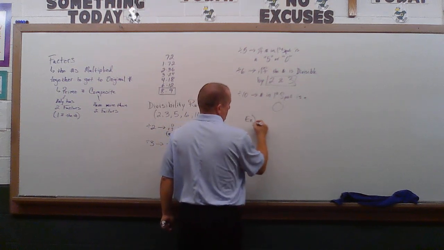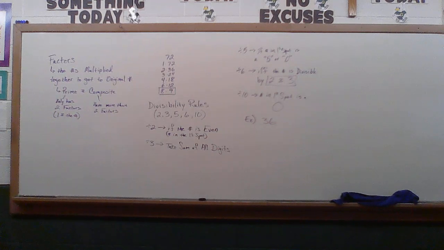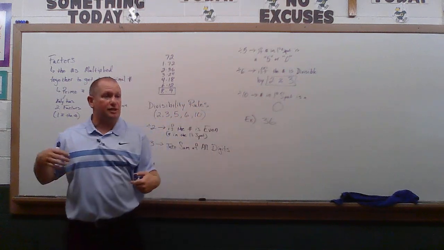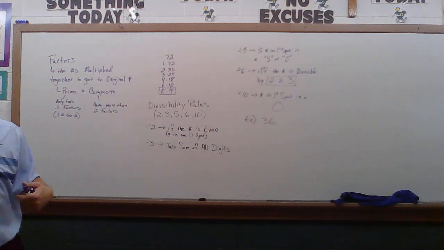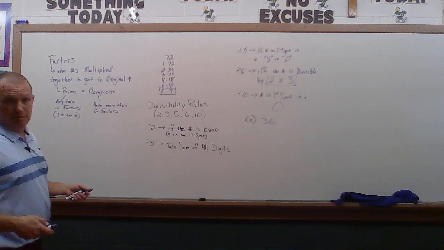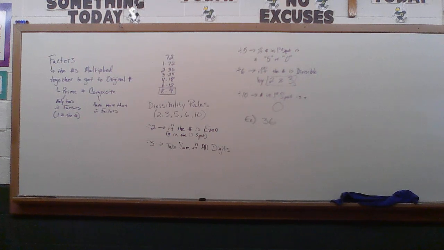Okay? So, let's try this out. Example, 36. What are the factors of 36? So again, if you want to use the divisibility rules, you can. If you can just go through them faster without the divisibility rules, just go through them. But we want all of them. Okay? And don't forget 1 and itself.